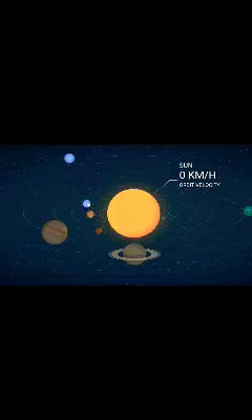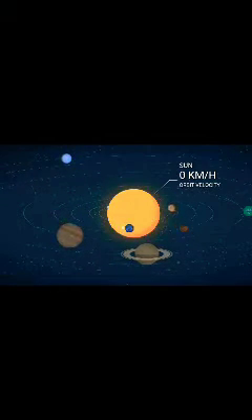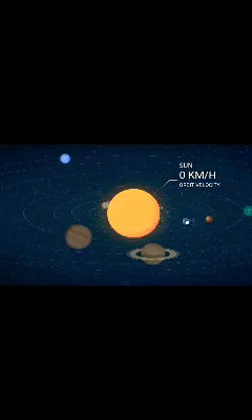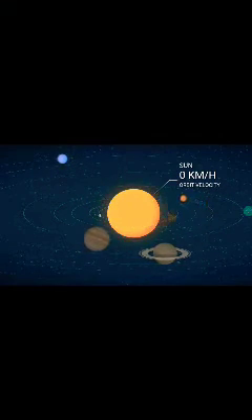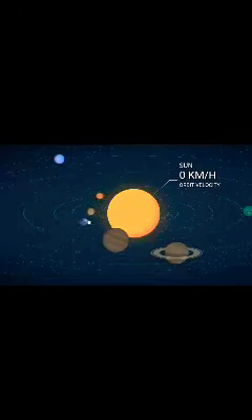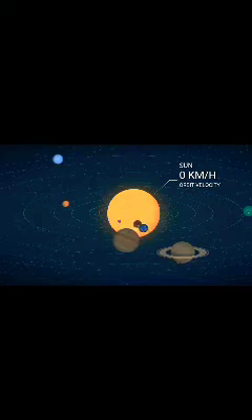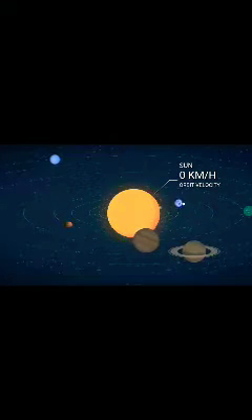Now the size of the sun is so huge that around 13 lakh planets of the size of the earth can be easily placed within it. Due to the gravitational force of the sun, the celestial bodies in the solar system revolve around it. The diameter of the sun is approximately 13,92,000 kilometers.